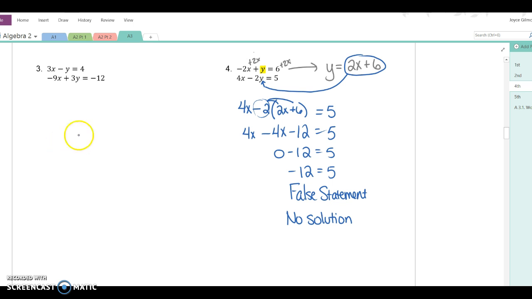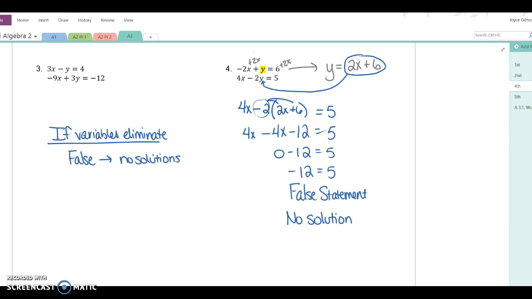So over here in the blank space, let's write, if your variables eliminate, if your variables kind of disappear, if you're left with a false statement, it means there are no solutions. That would be one of those systems where it's parallel lines and the lines never cross.